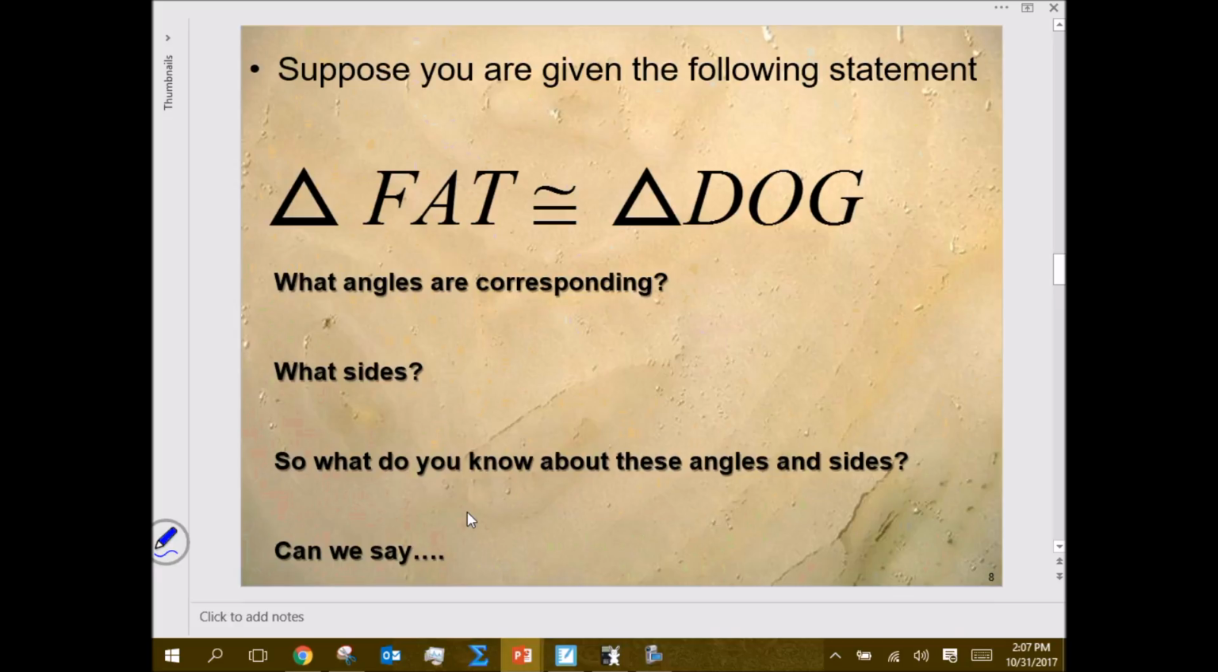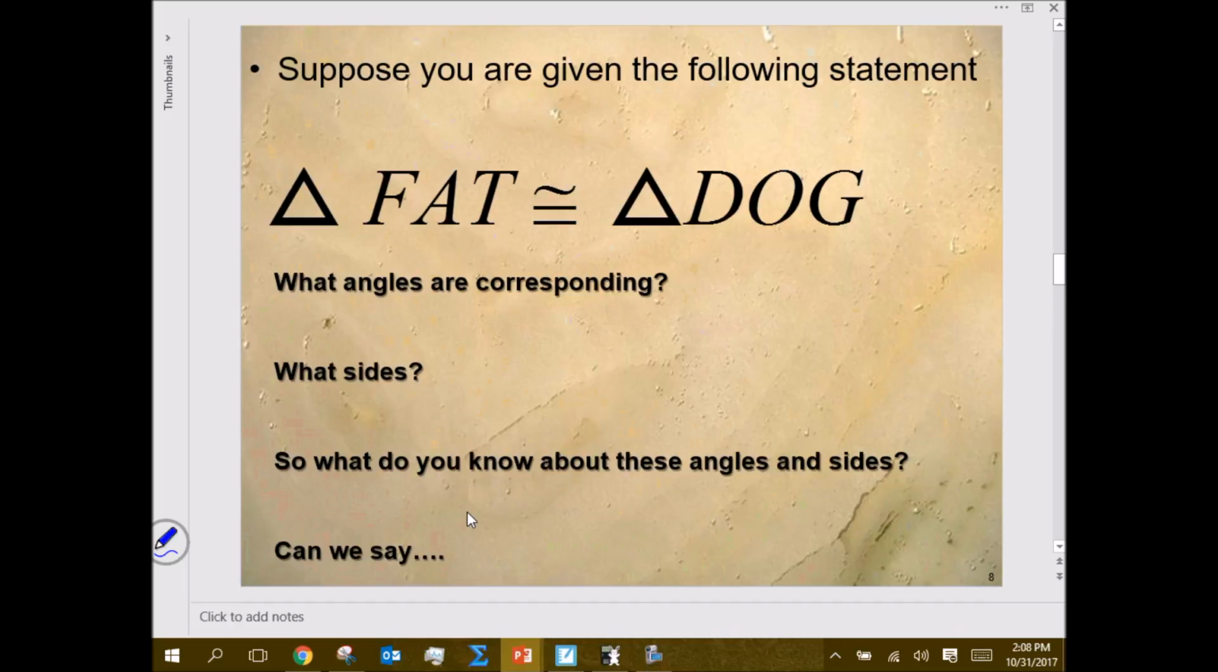That tells us that F corresponds to D, A corresponds to O, T corresponds to G, okay? Now, because the triangles were congruent, not only do those parts correspond, but they correspond and they're congruent. So angle F is congruent to angle D. Angle A is congruent to angle O. Angle T is congruent to angle G.